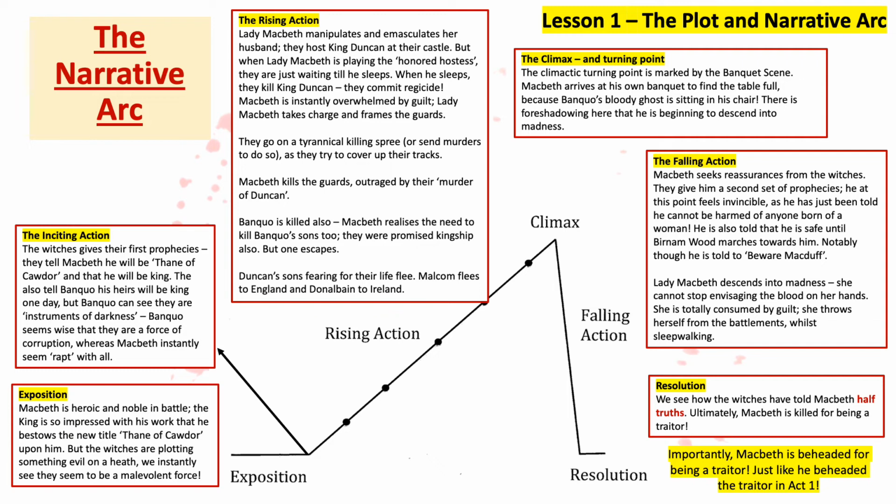So the woods do walk towards Macbeth, but it is Macduff's army, as they are covered with the branches from the trees. And he did need to beware of Macduff, but he didn't need to beware of anyone born traditionally of a woman, as Macduff was born of caesarean section. And ultimately and importantly, Macbeth is killed for being a traitor. Just as Macbeth beheaded a traitor in Act 1, he is beheaded for being a traitor in Act 5.